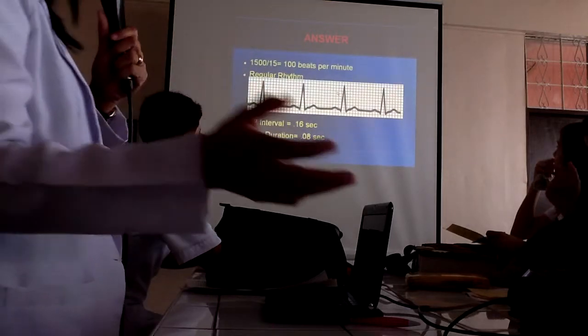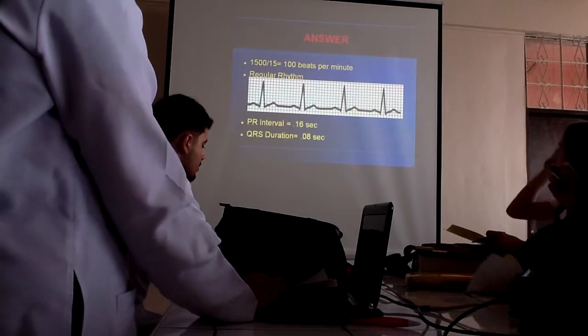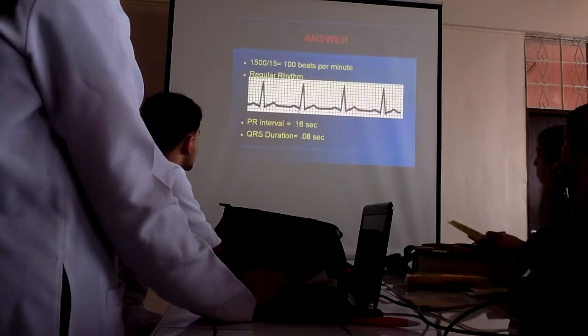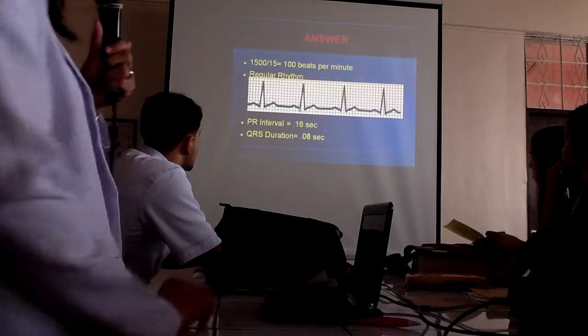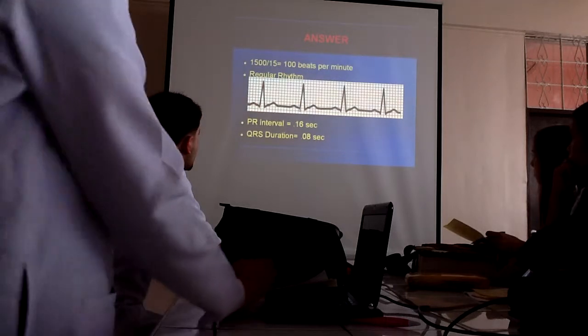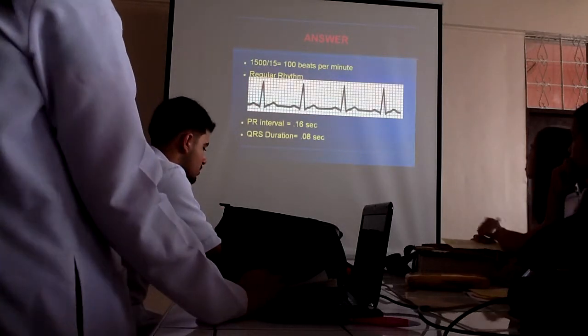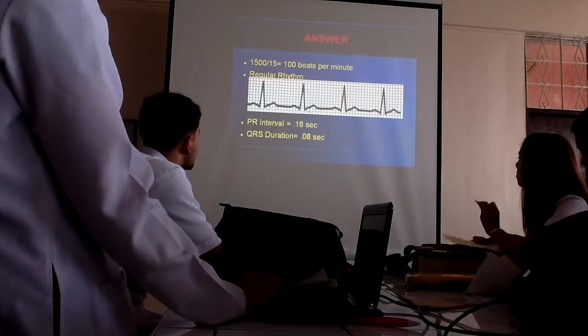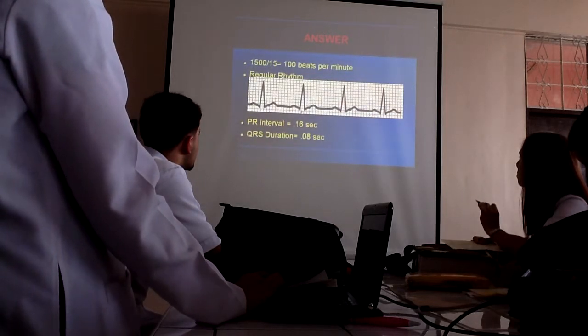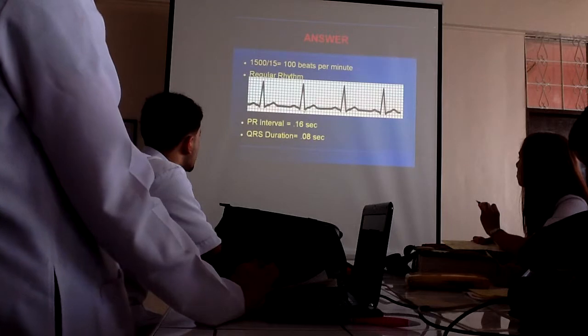So that's regular. PR interval is 0.16. Beginning of your P at the beginning of this one, it's 1, 4, 8, 12, 16. QRS complex, beginning of your Q to the end of your Q. So this one, the entire square is 4. This one is part of one square, part of another square. So that's actually 0.08.